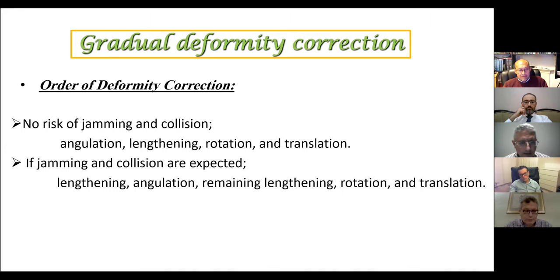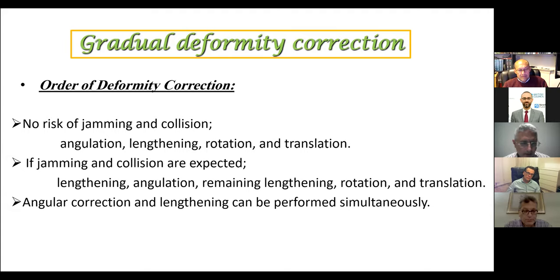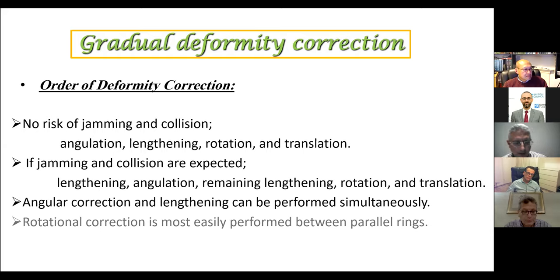If jamming is expected, we start by lengthening for distraction, just to free the bone ends, then correction of angulation with lengthening, followed by rotation, and the last is the translation. Angulation correction and lengthening can be performed simultaneously, whereas rotational correction is most easily performed between parallel rings. So we postpone rotational correction until after correction of angulation and lengthening if needed. Moreover, it's very difficult to assess the torsional element in the presence of angulation.